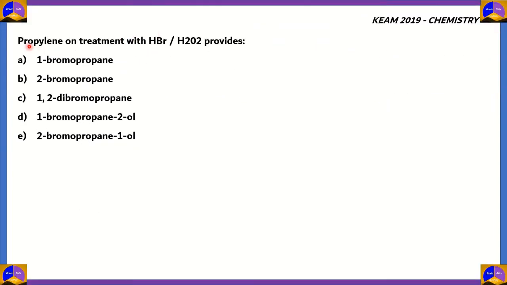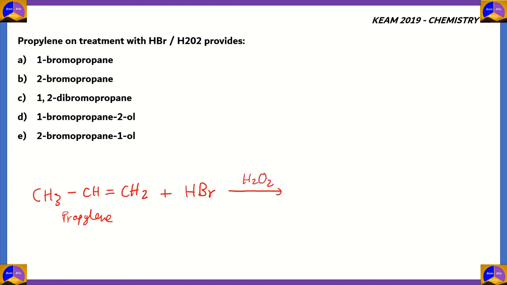Now, here comes our first question. Propylene on treatment with HBr in the presence of H2O2 provides 1-bromopropane, 2-bromopropane, 1,2-dibromopropane, 1-bromopropane 2-ol, and 2-bromopropane 1-ol. Well, let's start with the reactants. Let's write down the reactants. Propylene is CH3, CH, double bond, CH2. So this is propylene. And then HBr is the other reactant, and this reaction takes place in the presence of H2O2.